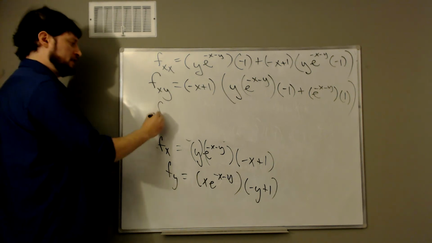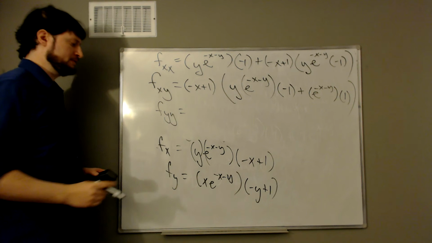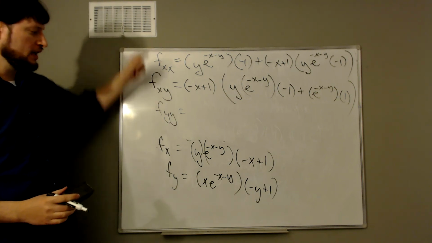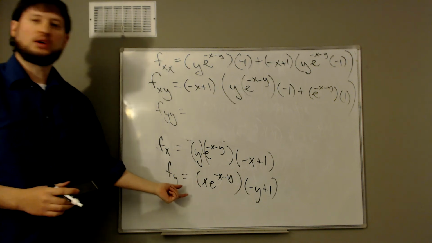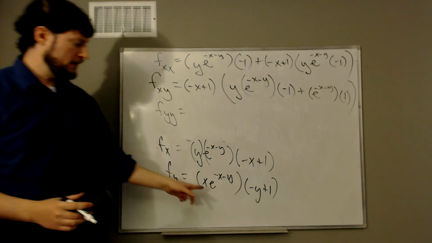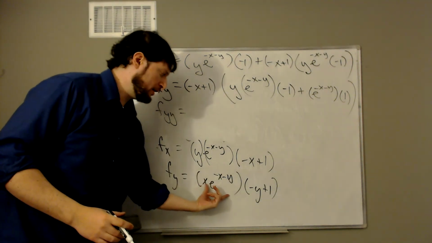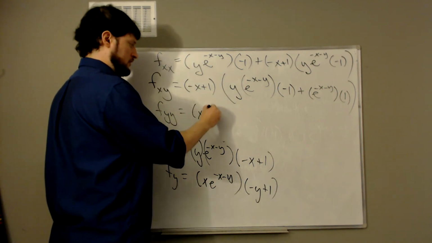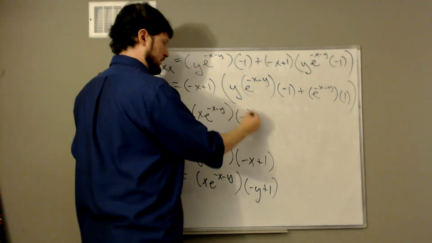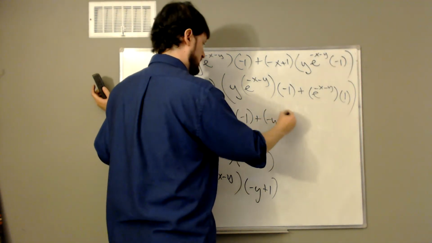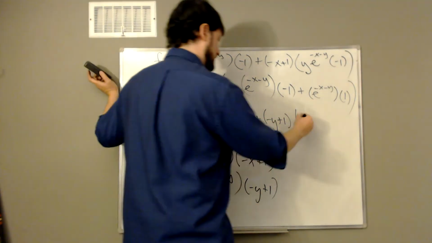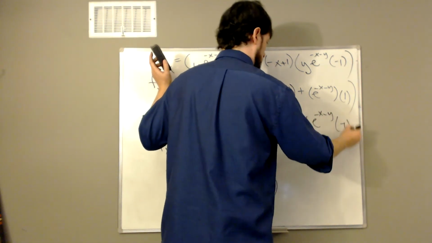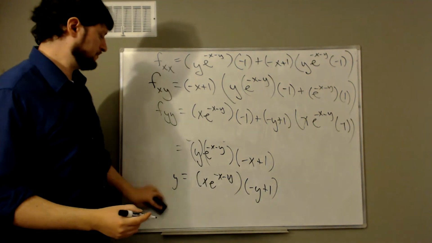And then finally, we need f sub y. Well, that's going to be very analogous to what we did with f sub xx. I need to take the derivative of this with respect to y. Now I have a product. I've got something with a y. I've got something with a y. So we take the first times the derivative of the second plus the second times the derivative of the first with respect to y. And this is what we get.